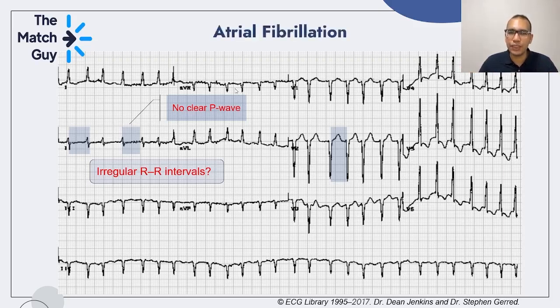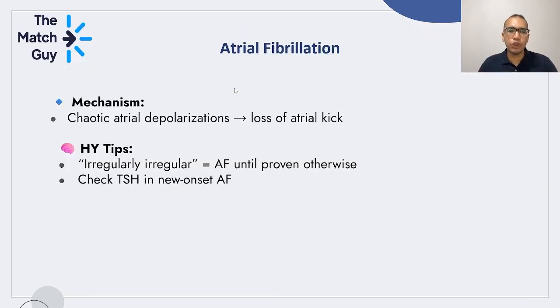What's basically happening here is that instead of one organized electrical signal, you have hundreds of random impulses firing all over the atrium. And I want to emphasize that this will lead to loss of contraction, meaning the blood can pool and form clots, especially in the left atrial appendage, putting the patient at risk for embolic strokes. Now, another important USMLE step is that in new onset atrial fibrillation, you need to always check the TSH, because hyperthyroidism is a very common reversible cause.